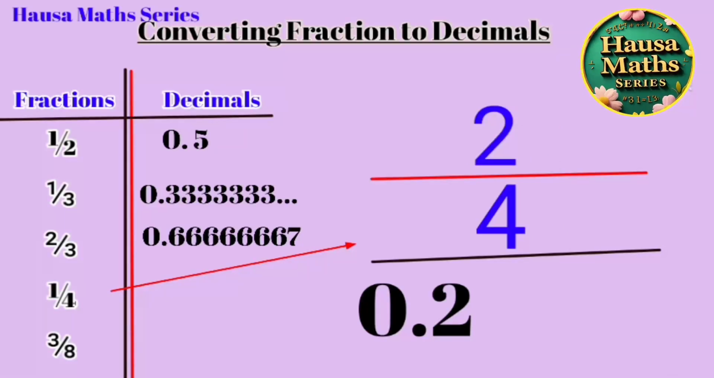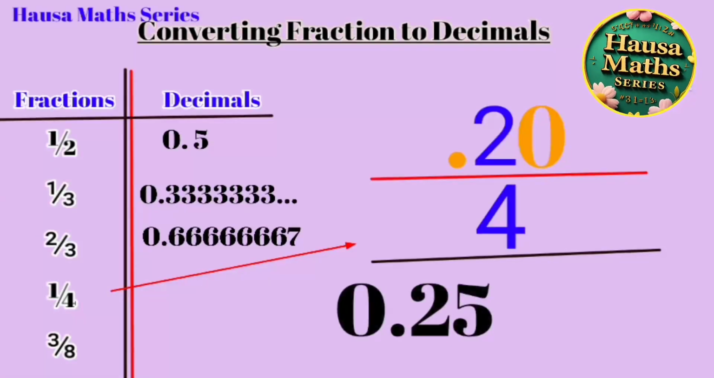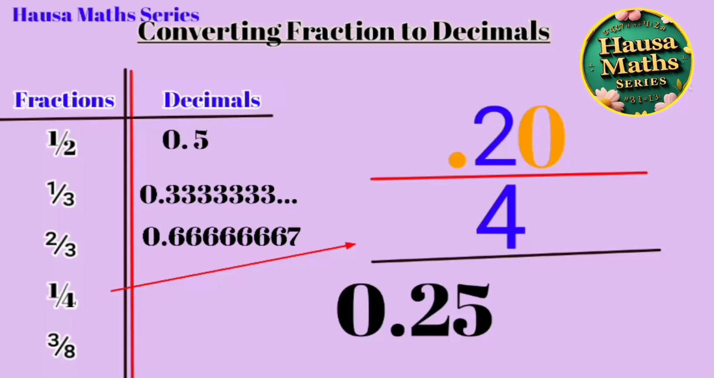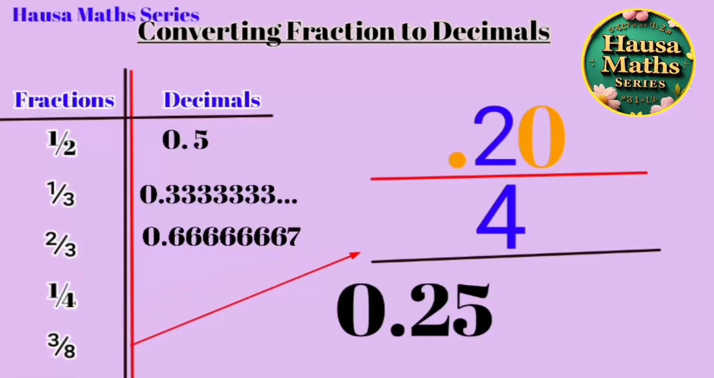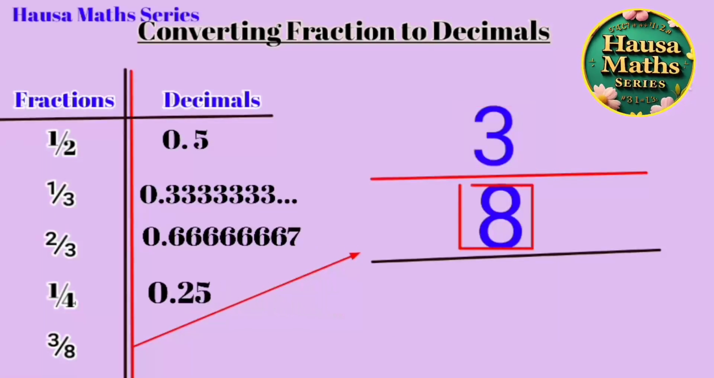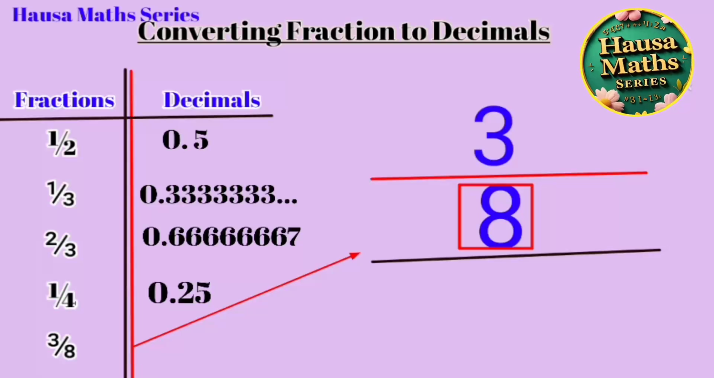Then we are going to replace this 2 with 0.20. Then 4 in 20 is 5 without remainder. So 1 divided by 4 is exactly 0.25.